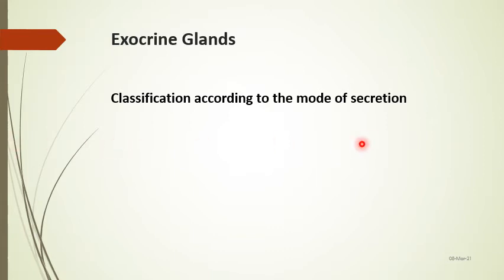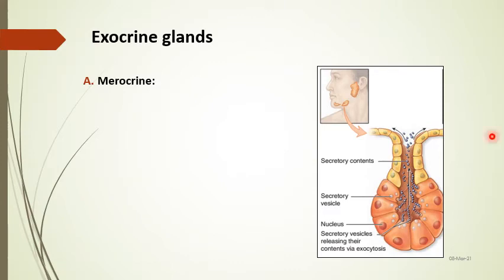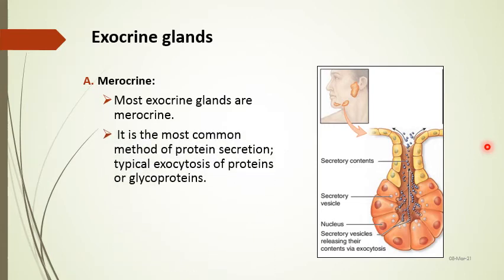Now let's move to another type of classification according to the mode of secretion: merocrine secretion, holocrine secretion, or apocrine secretion. Most exocrine glands are merocrine. Merocrine secretion is the most common method of protein secretion, which is typical exocytosis of proteins or glycoproteins.